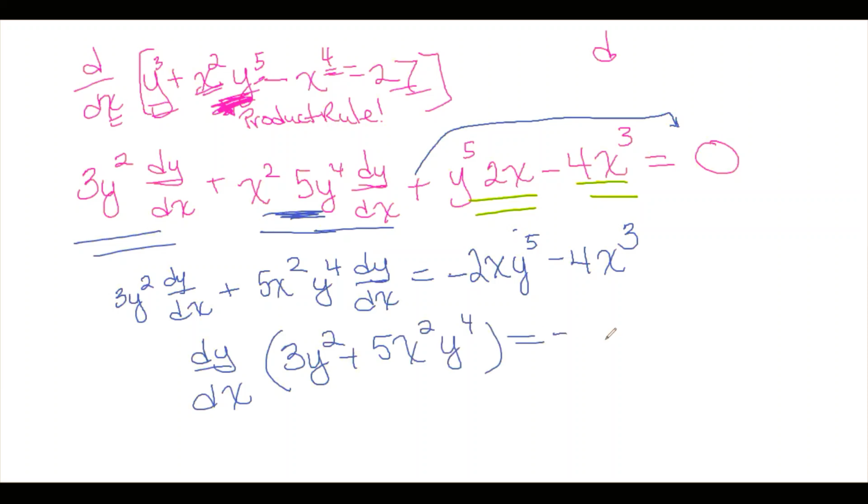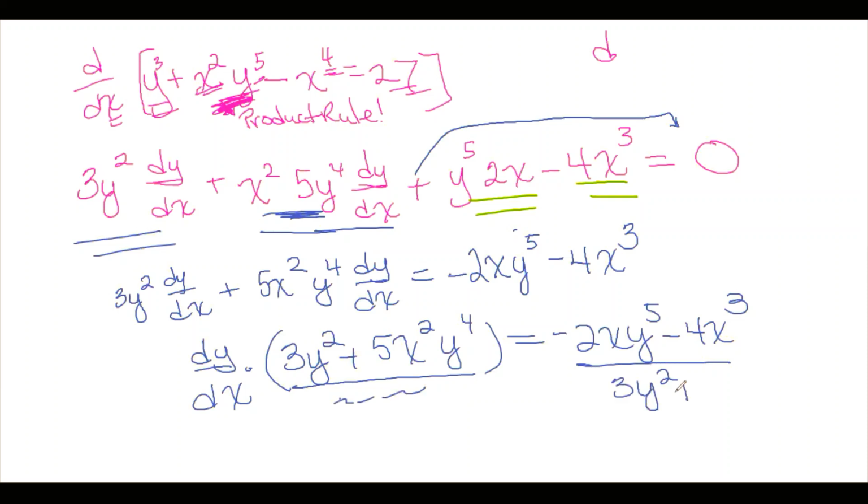This side stays alone. And now you isolate dy/dx, and I'm just going to write that there. And you have 3y squared plus 5x squared y to the fourth in the denominator. And that's my last example.